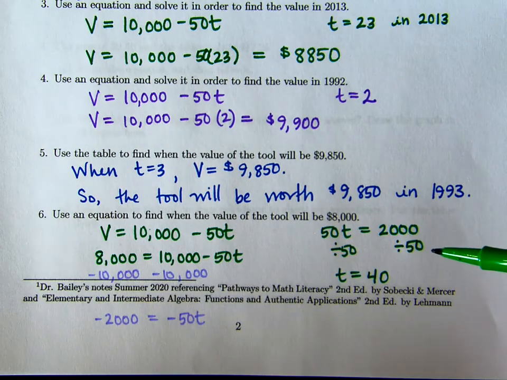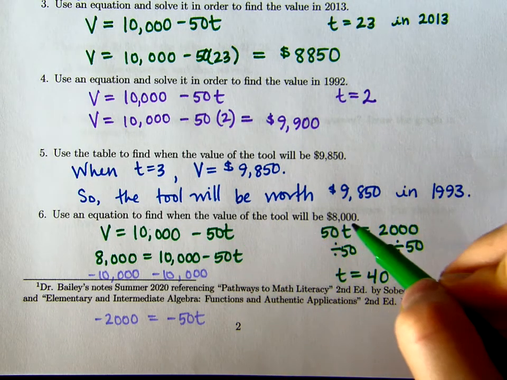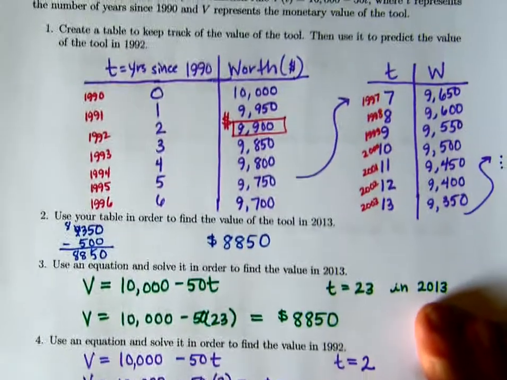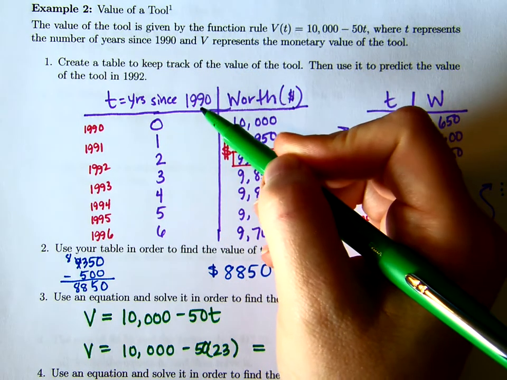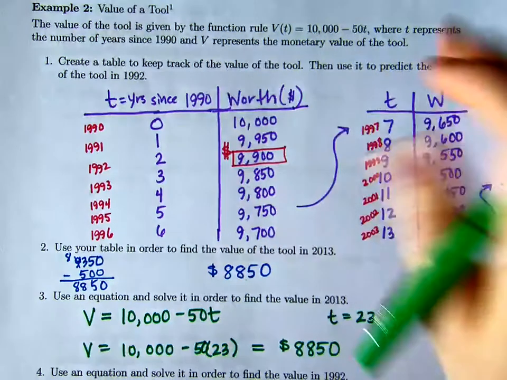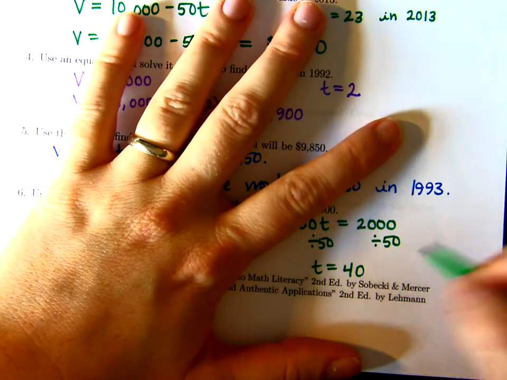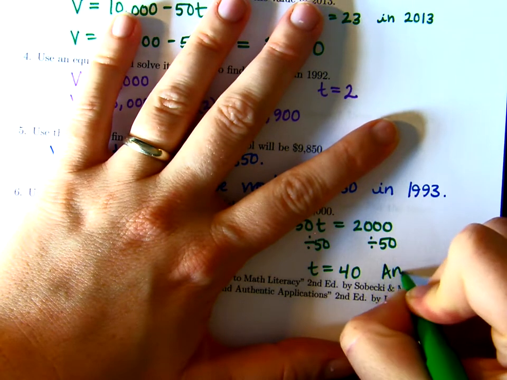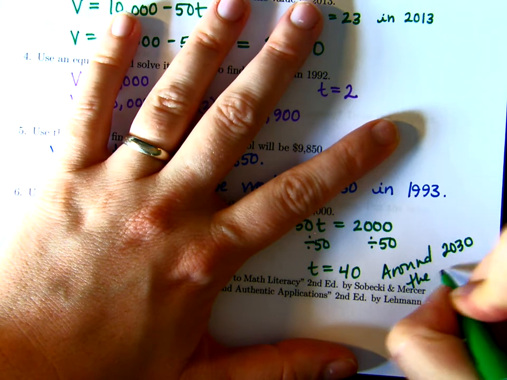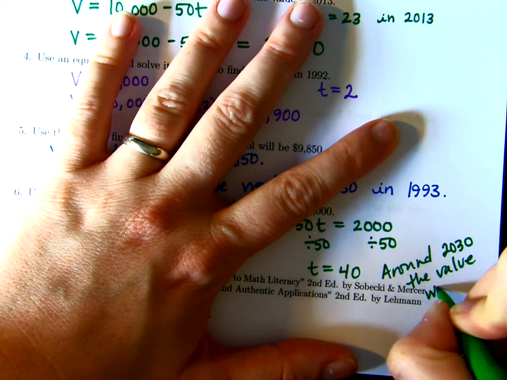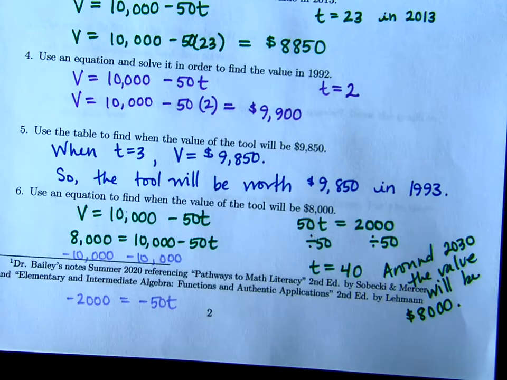40 years later? Okay, well, if t equals 40, when is the value 8,000? Well, we predict that's 40 years since 1990. 1990 plus 40 years, that's in the future. Around 2030, the value will be 8 grand.